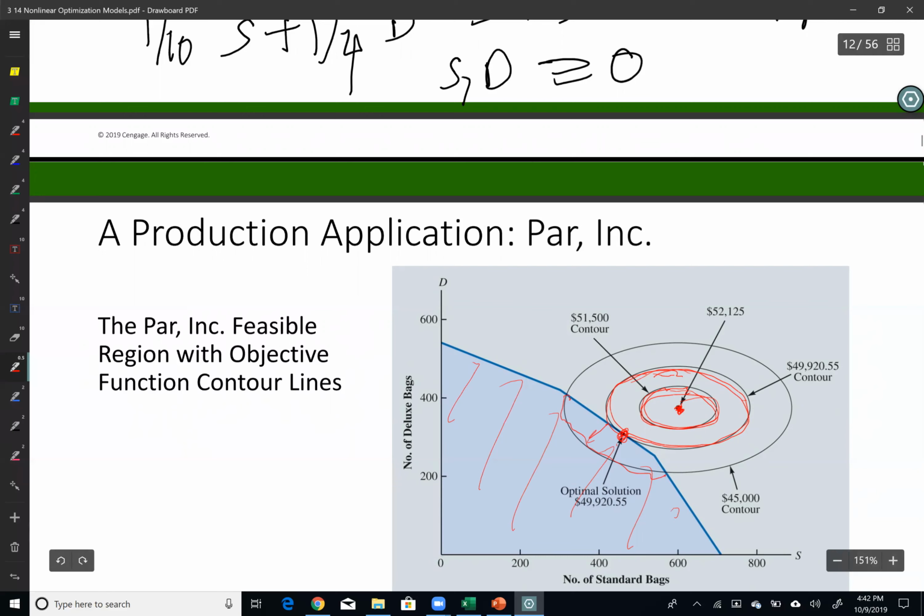However, those are suboptimal because this point right here will give me the profit of $49,920.55. But if I go to the bigger contours, basically I'm going downhill from the mountain, my profit would decrease. So why would I do that, right? So this is my optimal solution. And to be able to reach that point, you'll use Excel Solver, but I want you to understand the intuition.